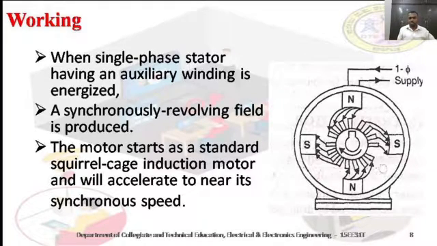See the working. When a single phase stator having an auxiliary winding is energized, this means the single phase stator winding, along with the auxiliary winding, both will be energized. Both. We cannot energize only the one. The stator itself consists of two things: one is the auxiliary winding and the other is the stator winding. So both have to be excited. A synchronous revolving field is produced.